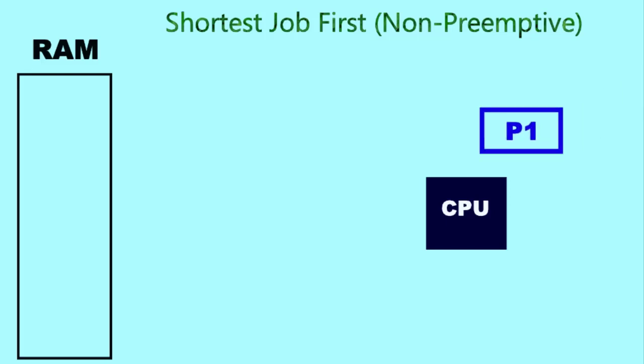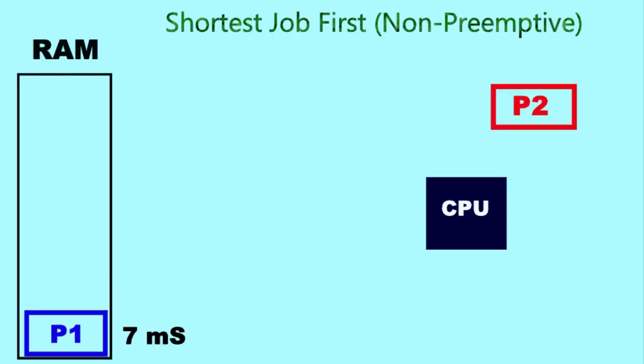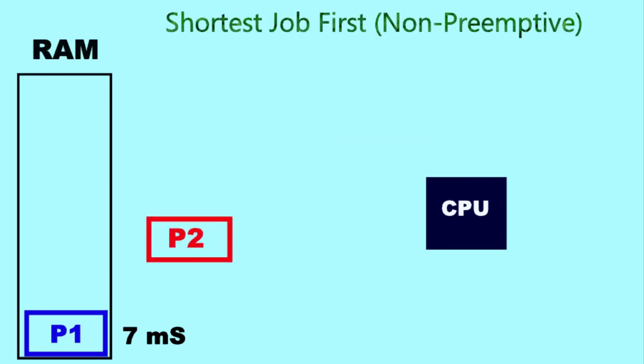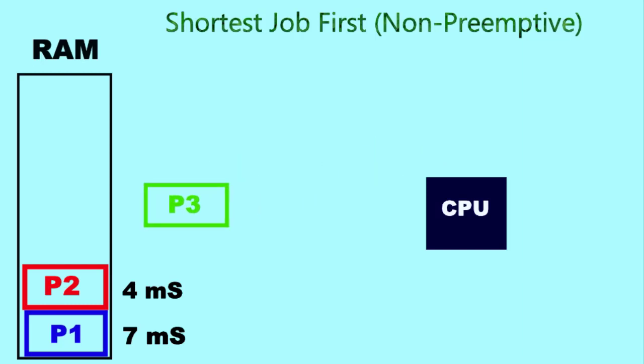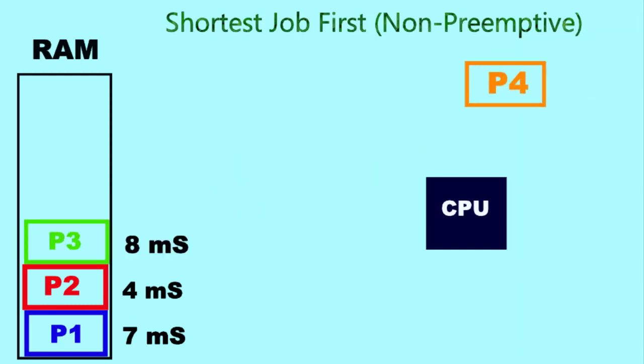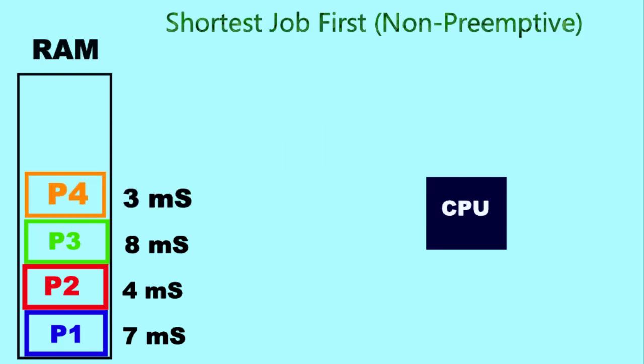So first process P1 comes into the memory and it has a CPU burst of 7 milliseconds. The second process P2 arrives, it has a 4 millisecond CPU burst. Then the third process is P3 having an 8 millisecond CPU burst, and the fourth process is P4 having 3 milliseconds as CPU burst. Now out of these four processes, the one which has the least CPU burst will be executed first.